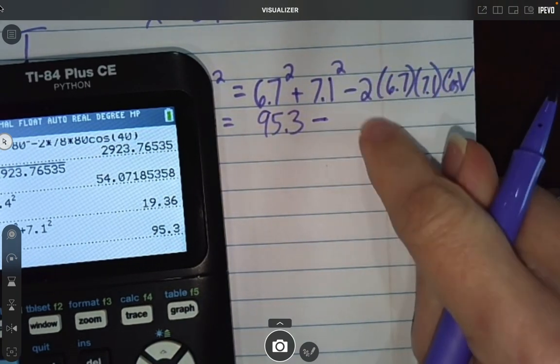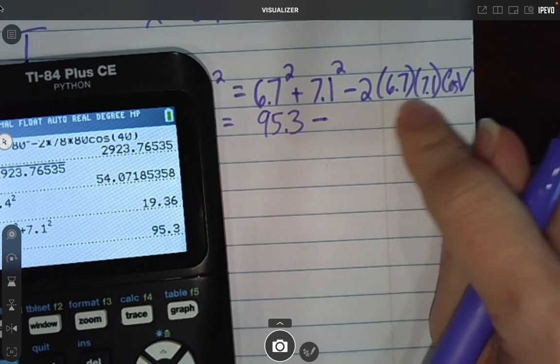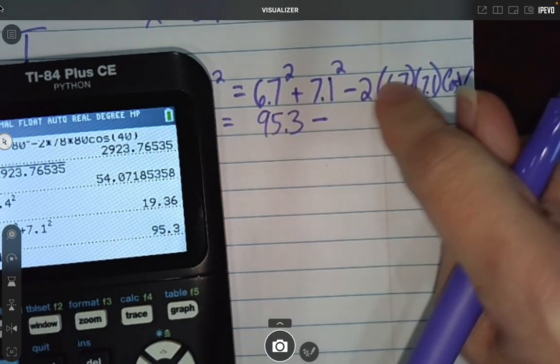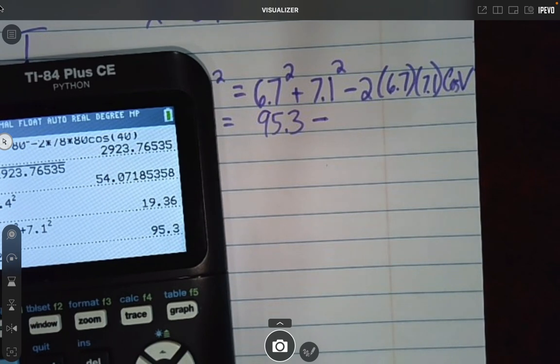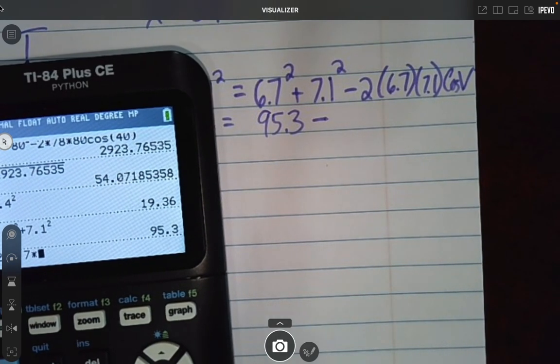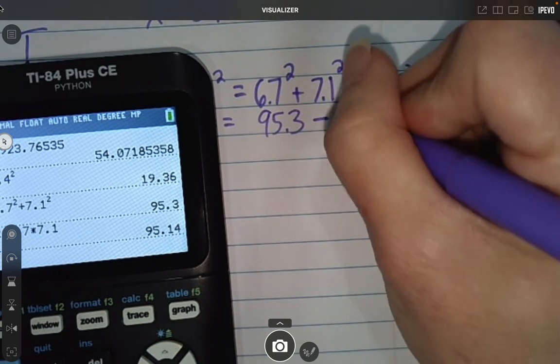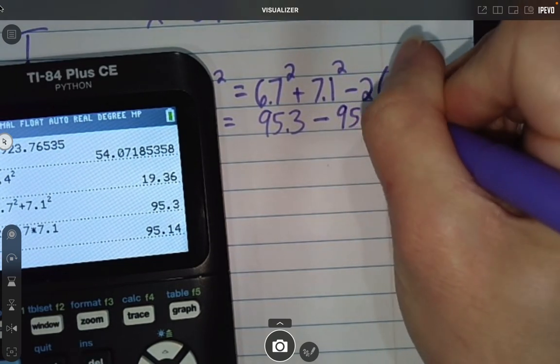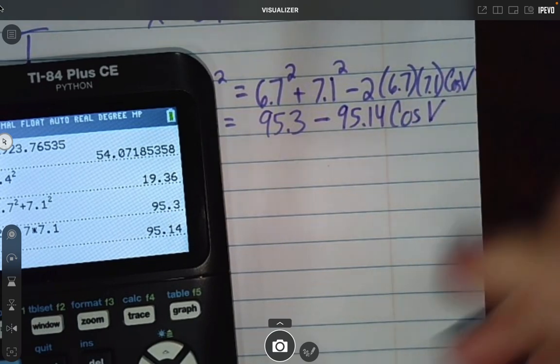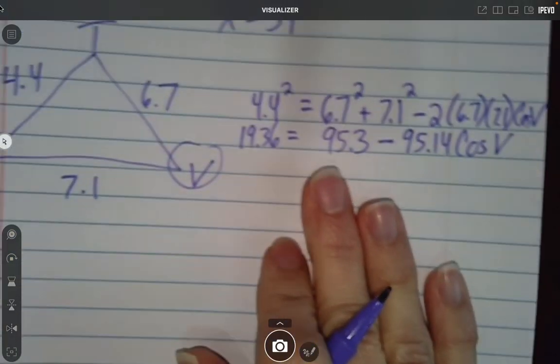Minus, now what will I do with these three numbers? Multiply them. This must be done separate, okay? So 2 times 6.7 times 7.1. Making sure I did that. Okay, so 95.14 cosine V. Is everybody okay with this?